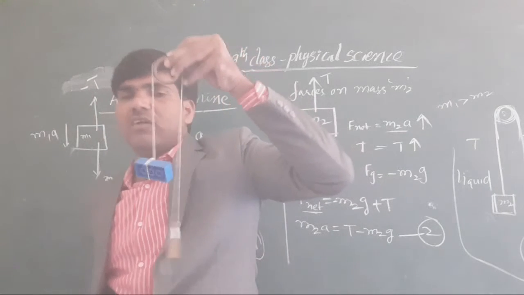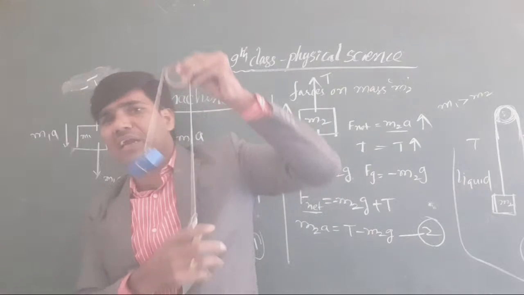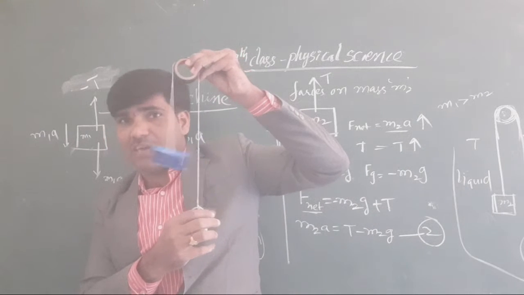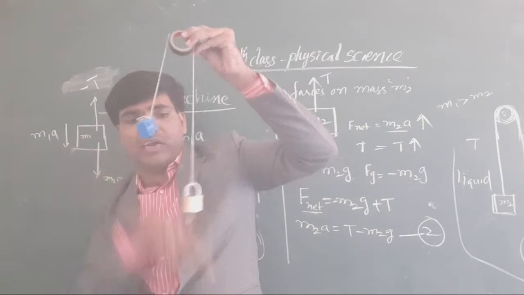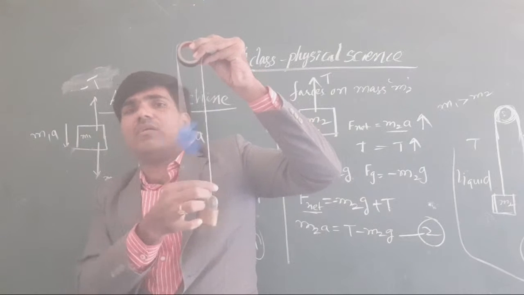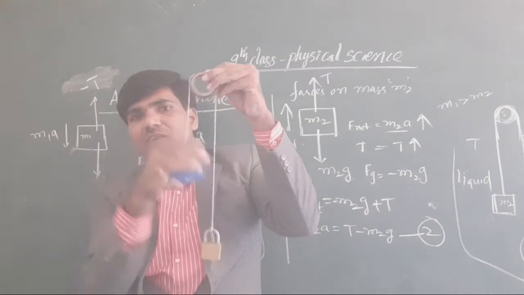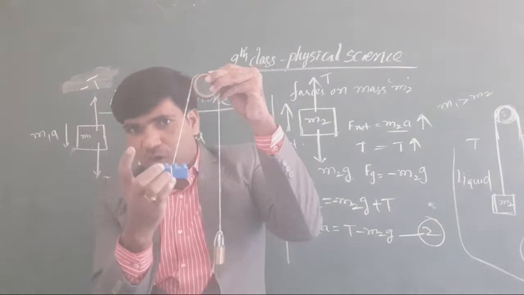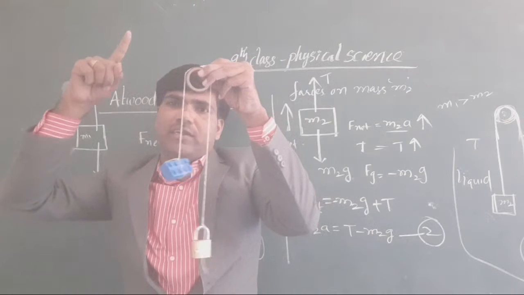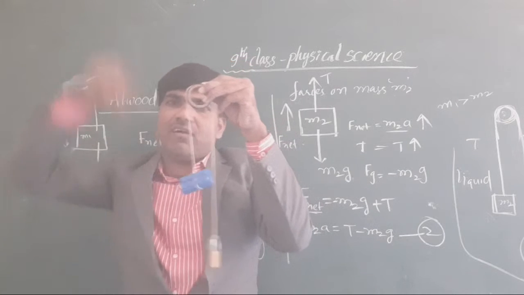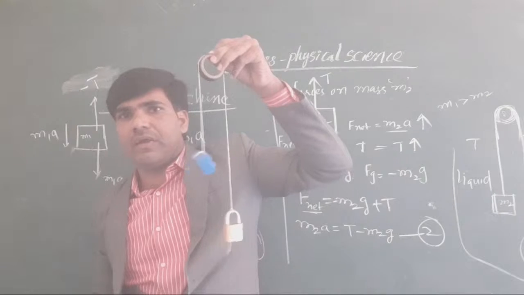If a student is asked why we have taken minus T here and plus T there: our body and the gravitational force are working in the downward direction, but our tension is working in an upward direction. Clear? And similarly here, for the M2 body, gravitational force is downward, the body is moving upward, the net force is acting upward, and the tension is also acting upward. Clear or not all the students?